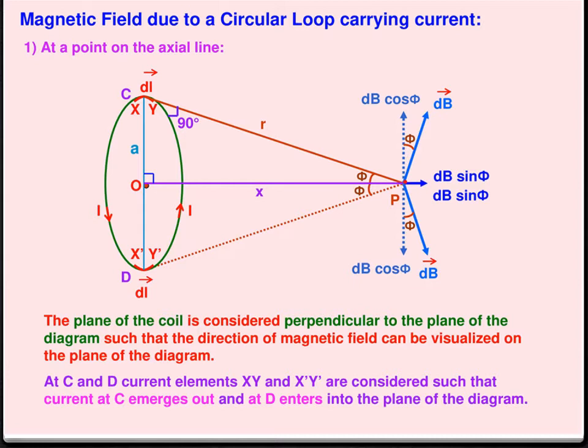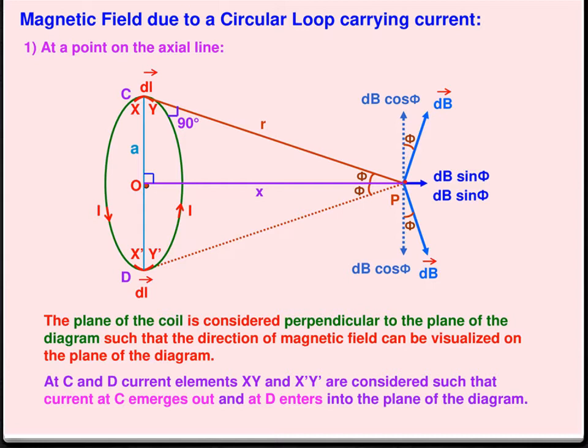According to the Biot-Savart law, which we have studied, dB equals mu by 4 pi, I dl cross R by R cube. The magnitude of dB is dB equals mu naught by 4 pi, I dl sin theta by R square, where theta equals 90 degrees, which is perpendicular. The direction of dB is perpendicular to the current element I dl and CP, so it is along PR, which is perpendicular to CP.